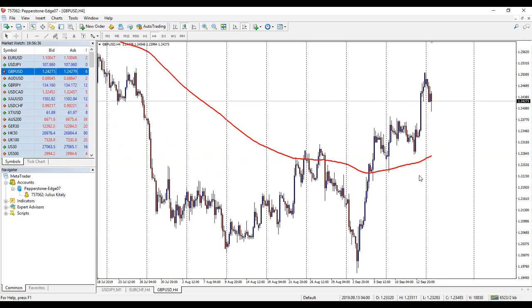Why? Because we already know it's an uptrend. So we have to act according to the trend. We have to trade following the trend. Guys, trend is your friend. You have to find the trend of the pair before you decide to take your trade. Once you know the trend, then it's very clear that you can take the trade.